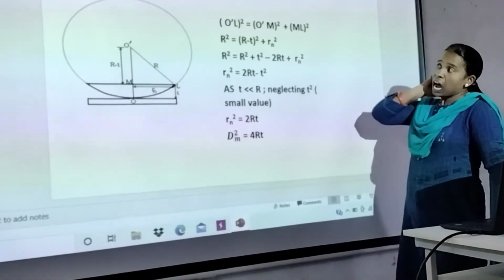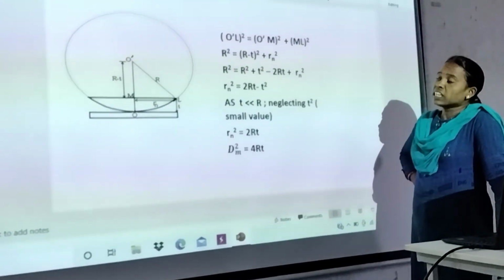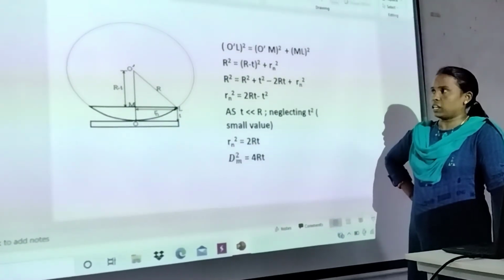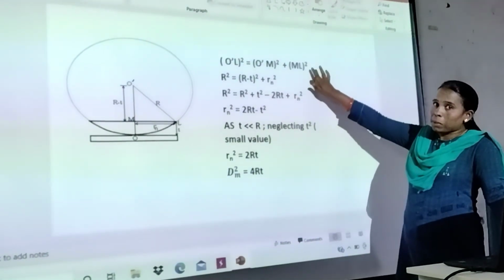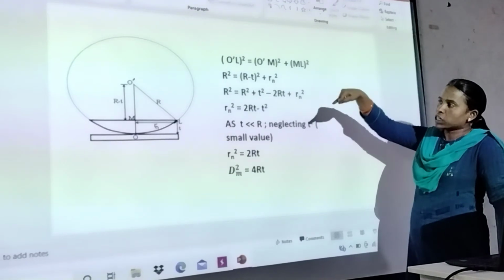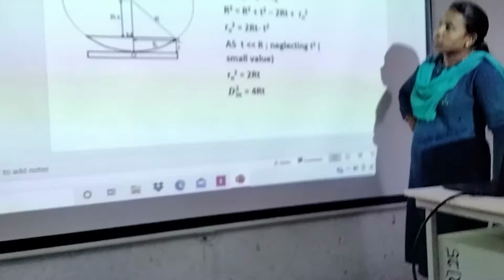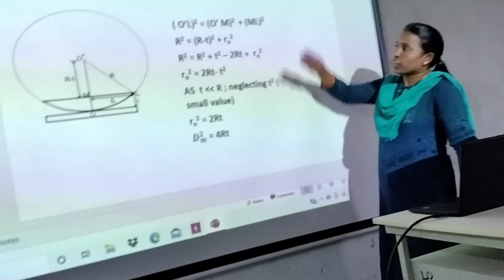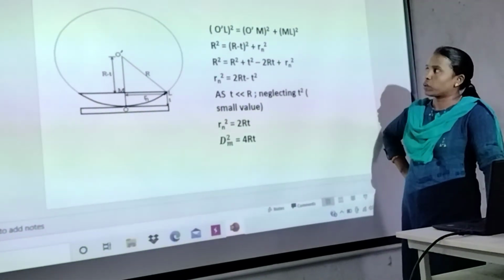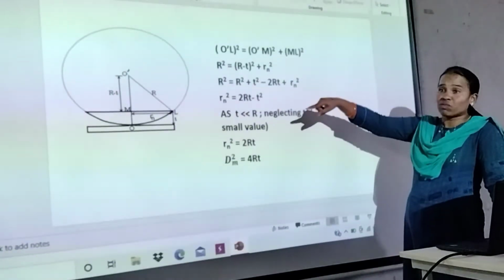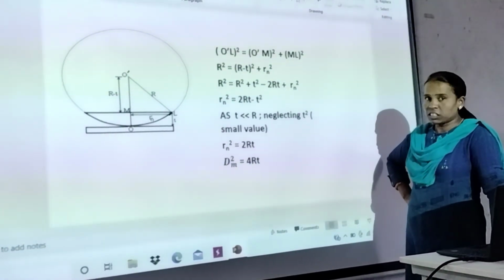So, simply I got there a right angled triangle O dash M L. If I apply Pythagoras theorem, what will become? Hypotenuse O dash L, adjacent side O dash M, opposite side ML. Therefore, applying Pythagoras theorem, O dash L square equals O dash M square plus ML square. What is O dash L? It is the radius of curvature, radius of the lens, or I can say radius of the sphere.